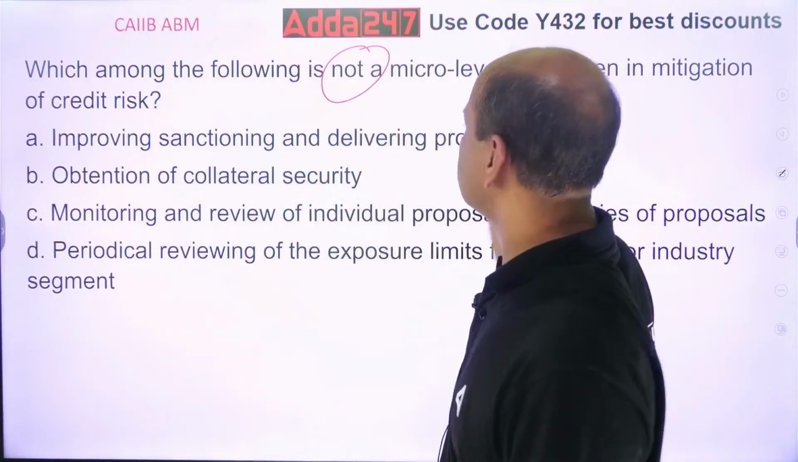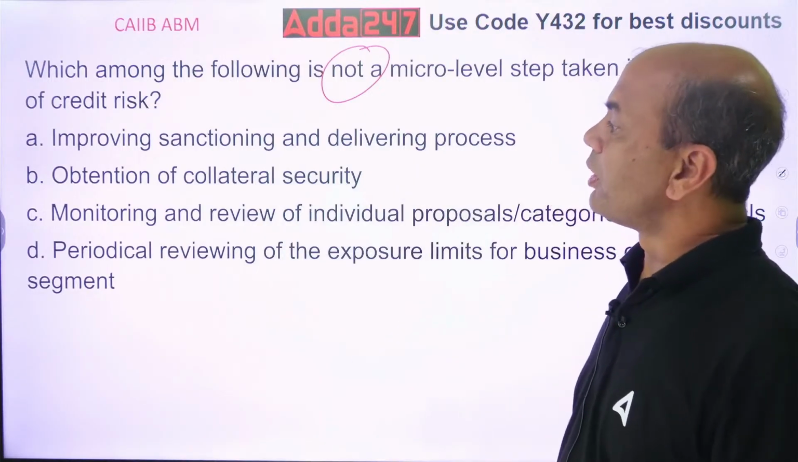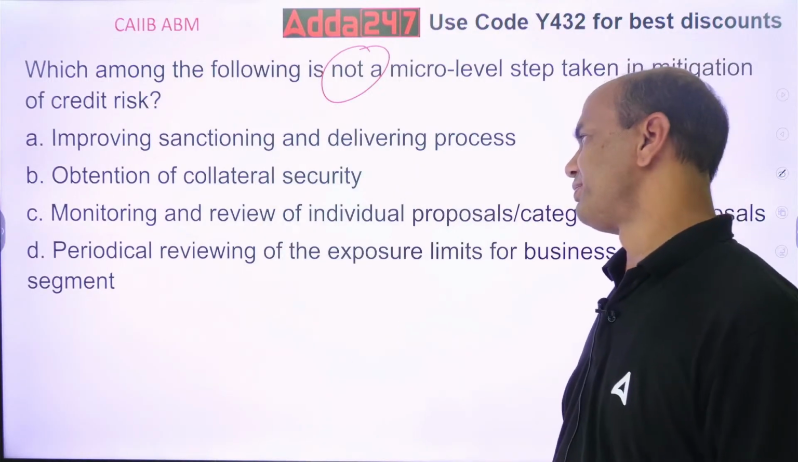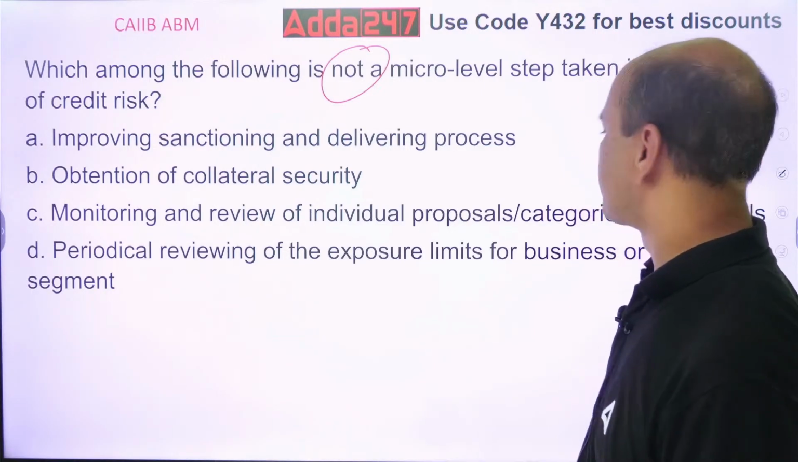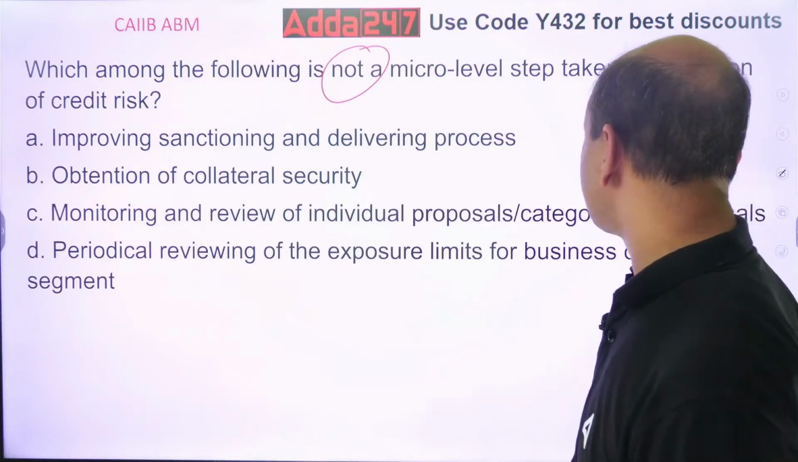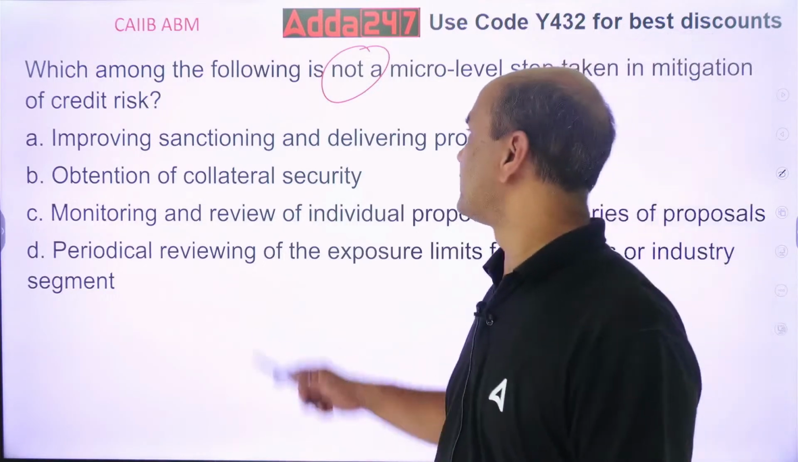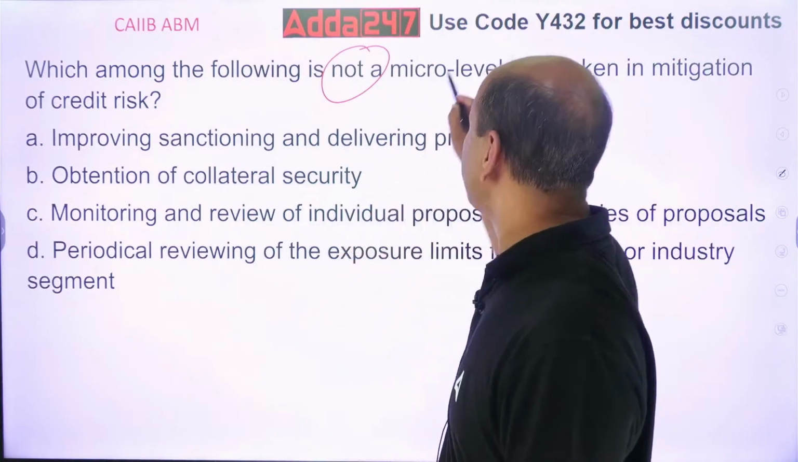Not a micro level step. Improving sanctioning and delivering process. Obtention of collateral security. Monitoring and review of individual proposals, categories of proposals. Periodical review of exposure limits for business or industry. Which of them is not a micro level step? Micro. What is micro?